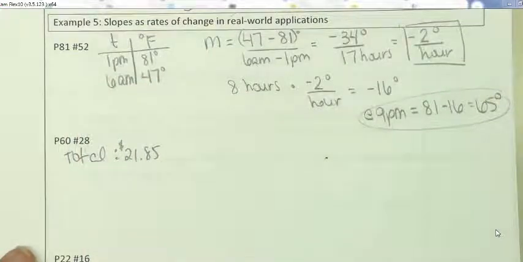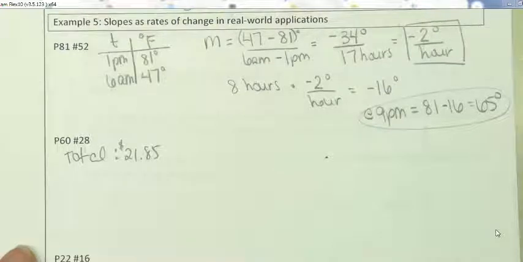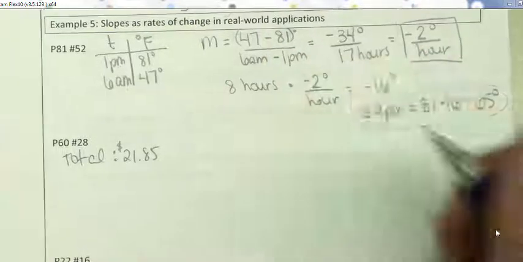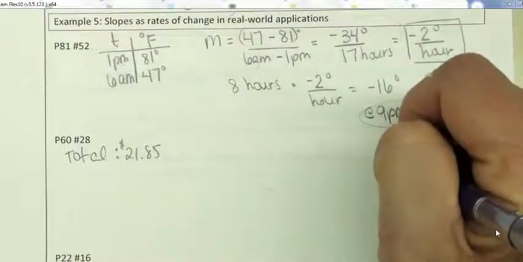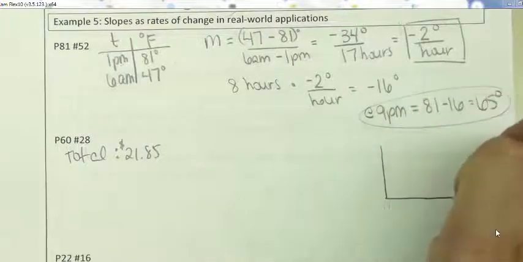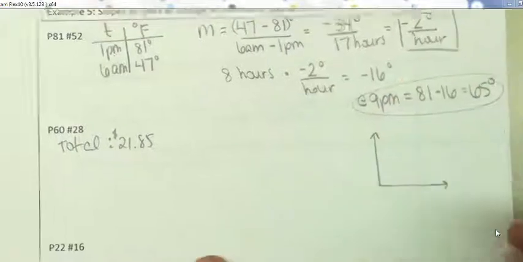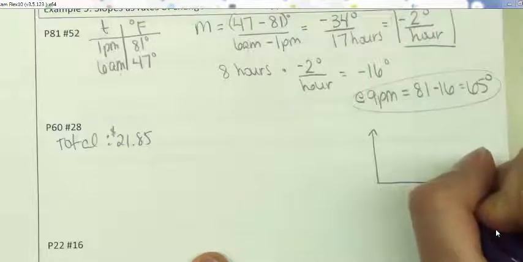The taxi costs $2.95. So even if you just get in the taxi and then decide that you're not using it and you get out, you haven't gone anywhere, you still owe the guy $2.95, or the girl. Plus, you're also going to pay $1.35 per mile. So let's think about a graph of this. Maybe I'll put it over here on the side. Okay, so mileage is important here.